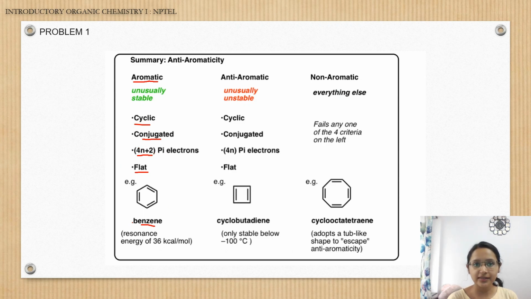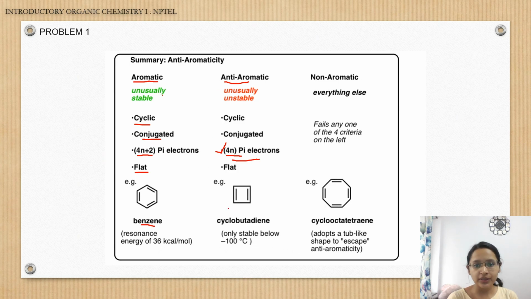So benzene is aromatic because it has 4n plus 2 electrons, it has a flat structure, it is conjugated, and it is cyclic as well. But when you come to anti-aromatic compounds, these compounds have 4n pi electrons, which means there is no 4n plus 2 pi electron count, whereas you will find 4n pi electrons. This is the main distinction between aromatic and anti-aromatic compounds. The rest is the same, but the number of pi electrons varies.